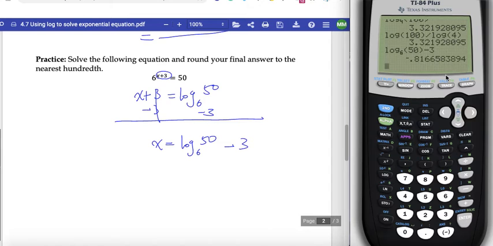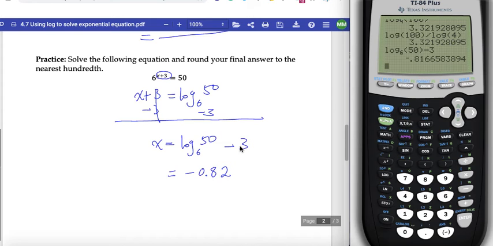So the final answer is negative 0.8166. Since we need to round it to the nearest hundredth, we can write down the answer as x equals negative 0.82. Because the next digit is a 6, I'm going to round it up.